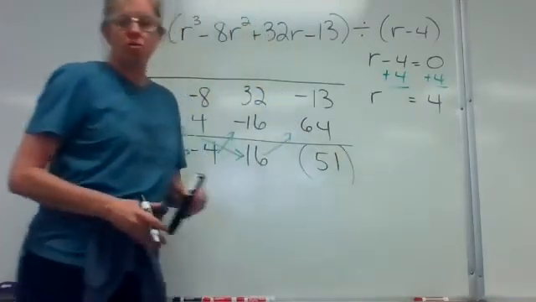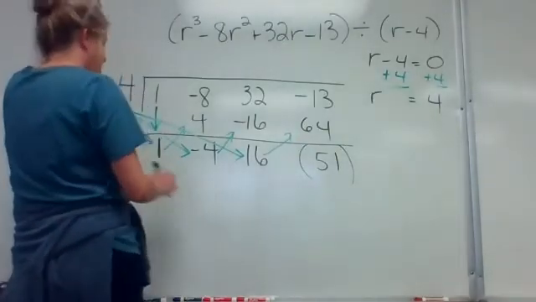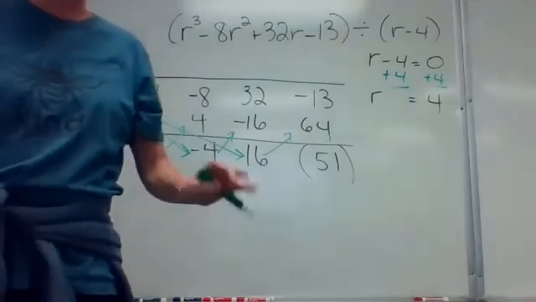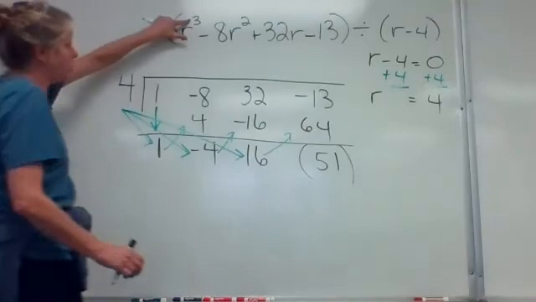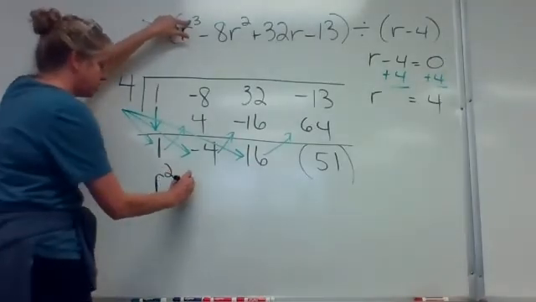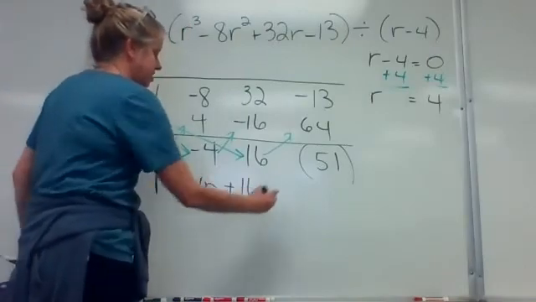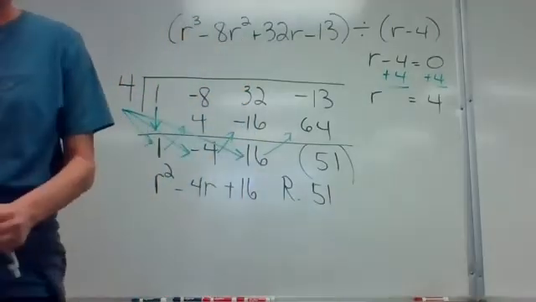So that's your remainder. So what I need to do is remember these numbers that are left down here are the coefficients that are left of a new polynomial starting 1 degree less than this one. So this one will start off with r squared minus 4r plus 16 with the remainder of 51.